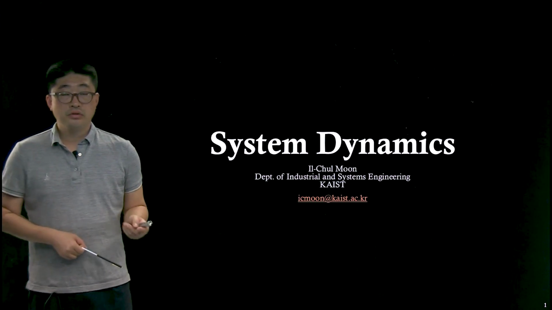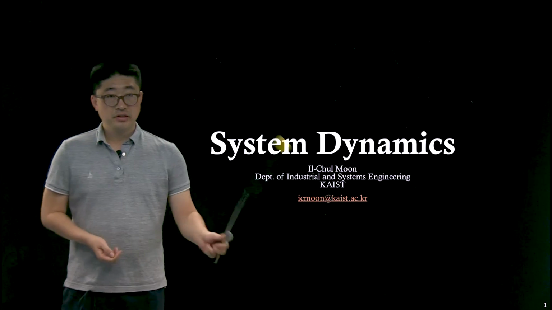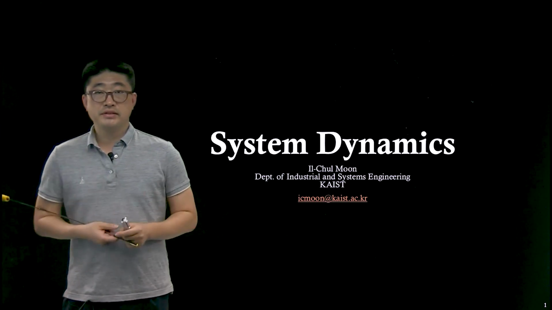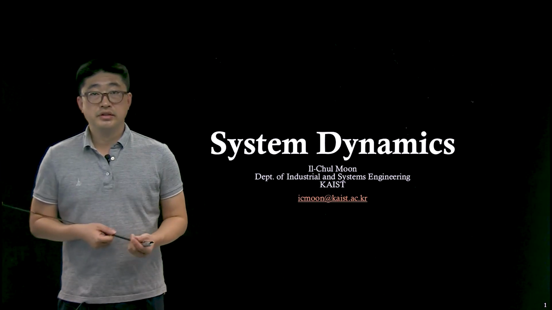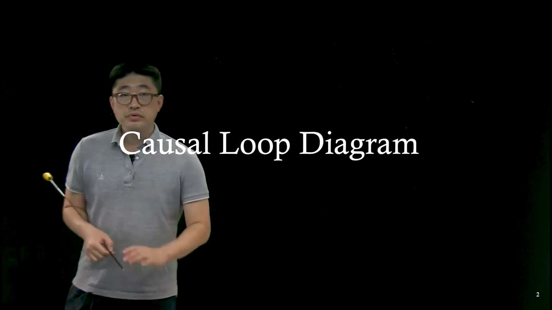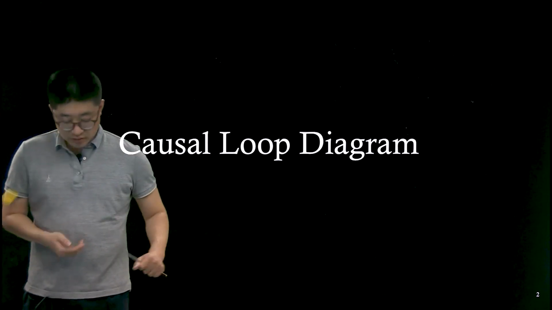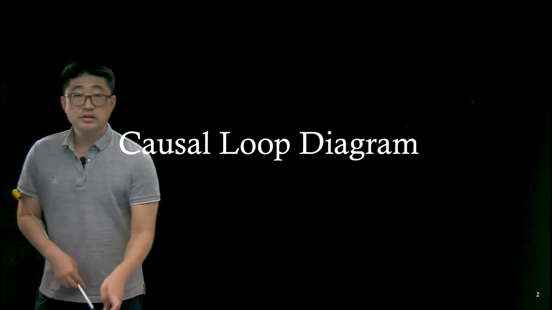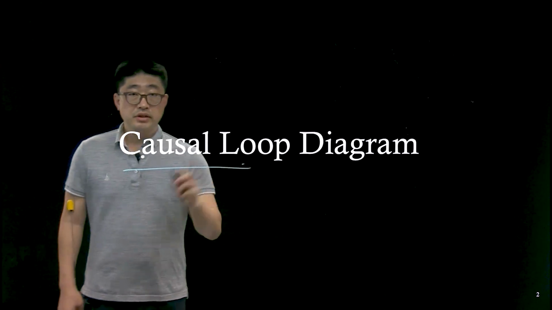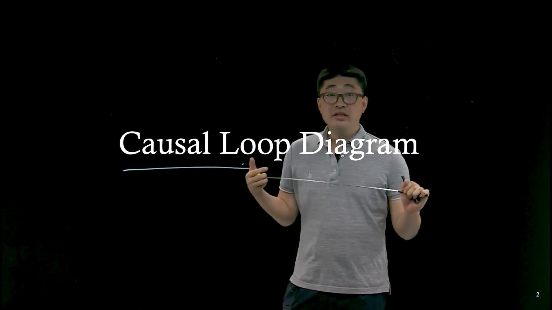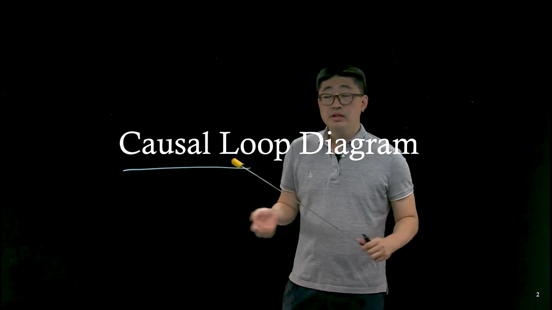Okay, this week we are going to talk about system dynamics, and we are going to cover the basics and its notations, etc. Before we talk about system dynamics, let me cover the causal loop diagram first. This causal loop diagram can be seen as a basic building block or the conceptual design of system dynamics models.